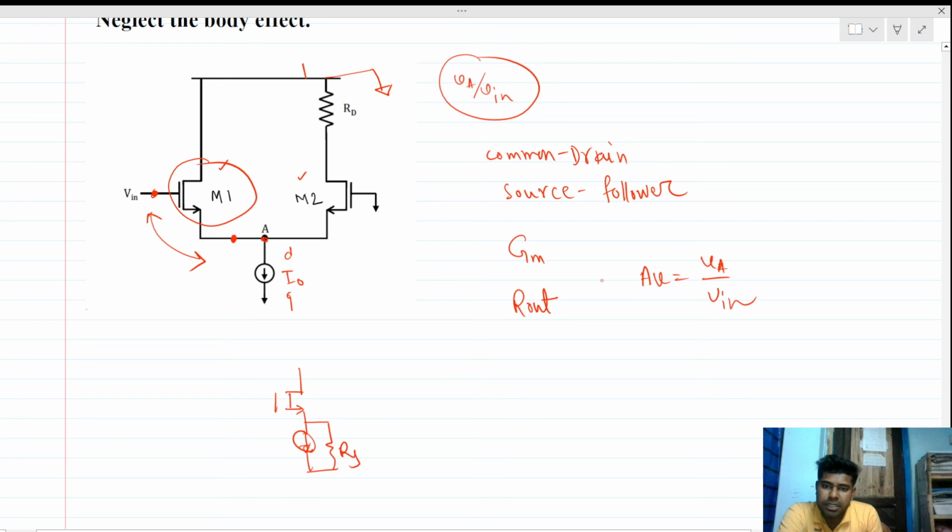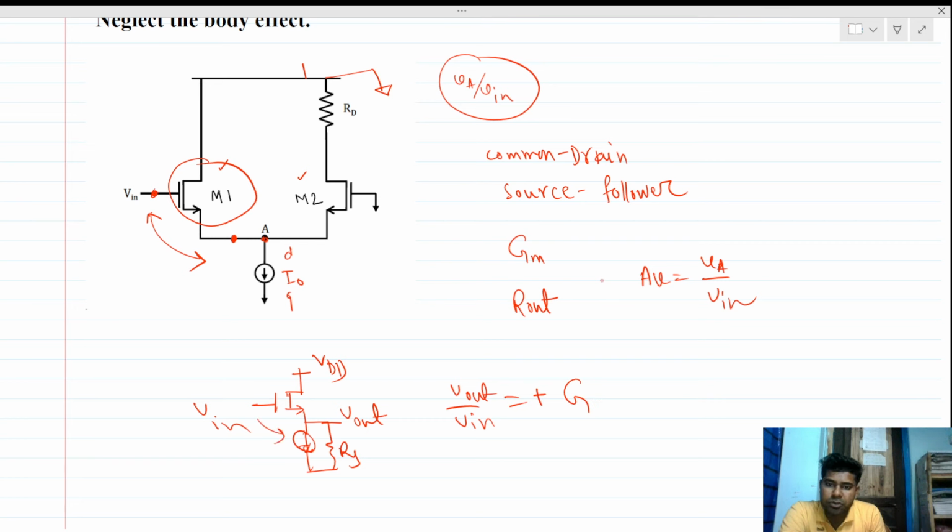Let's say this is our RS, this is our VDD and this is our VIN, and we take the output from here. For the source follower amplifier, what will be our gain? Here this will be plus, because there is no phase shift from gate to source. So this will be GM into R out, and in this case the overall GM is nothing but GM of this M1 transistor. So how do we find the overall gain?